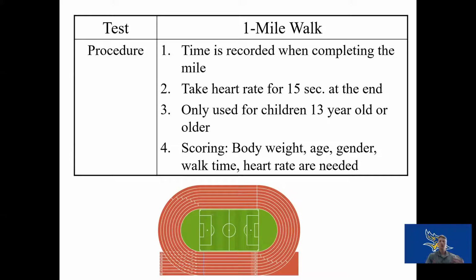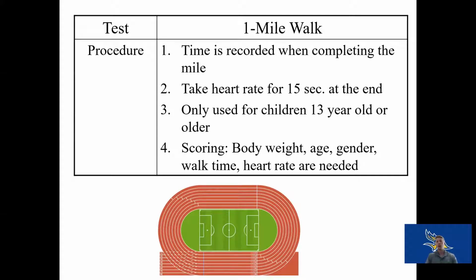So this one also gets the students involved in their measurements and can be better for students that are maybe more sedentary, have less general physical fitness. This is a more physically capable test. Okay, so you time their ability to complete the mile, take their heart rate for 15 seconds, then you get them involved. They take their heart rate for 15 seconds. They learn about heart rate.